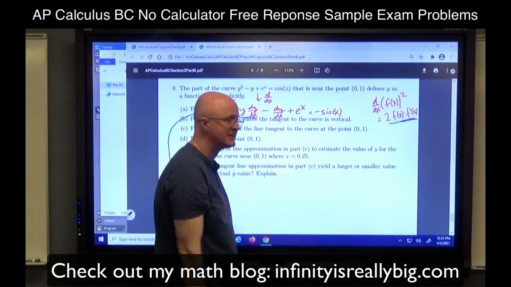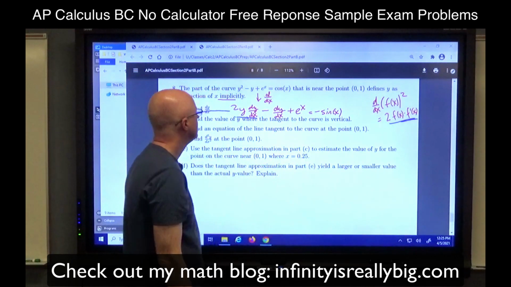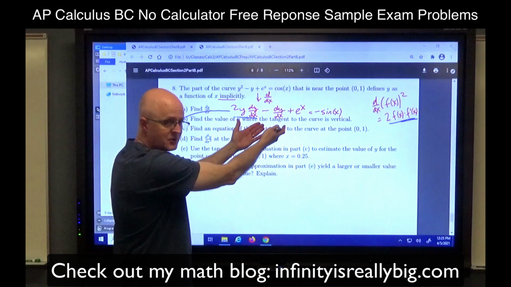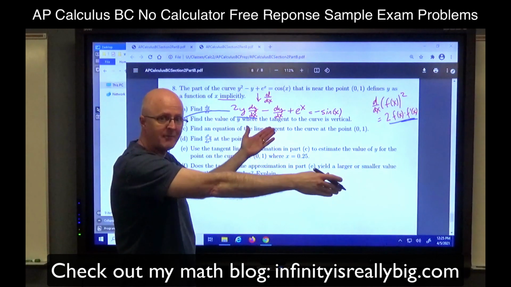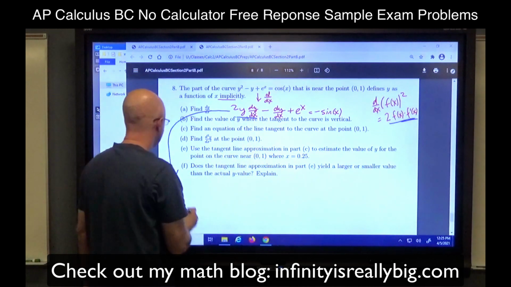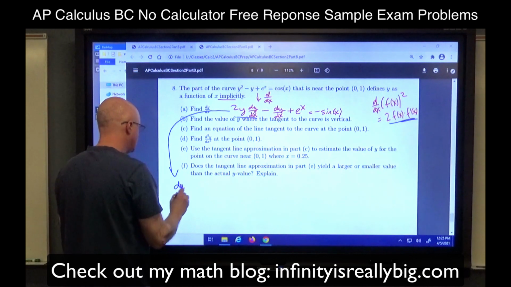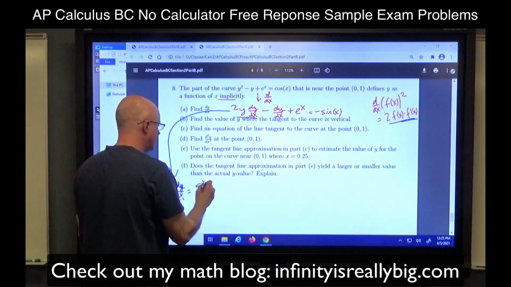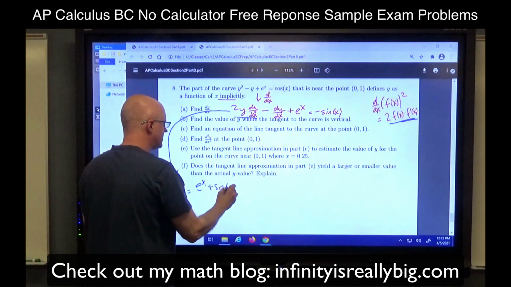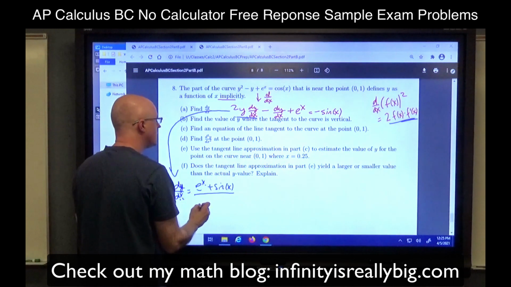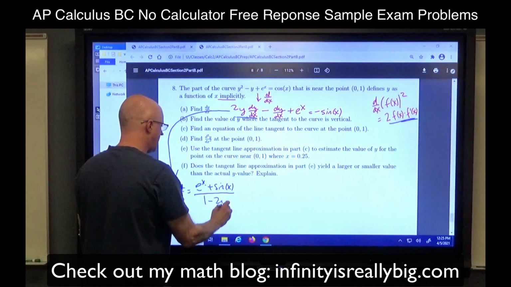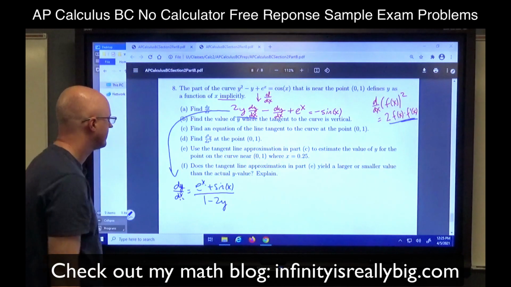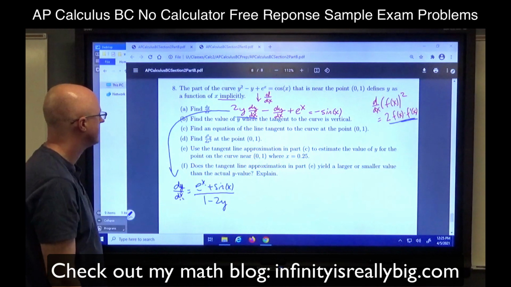Subtract e to the x from both sides to cancel it on the left. Factor dy/dx out of those two terms and divide both sides by 2y minus 1. If you do that and then cancel the negative signs, you'll get e to the x plus sine x divided not by 2y minus 1, but by 1 minus 2y. So that's the answer to part A.